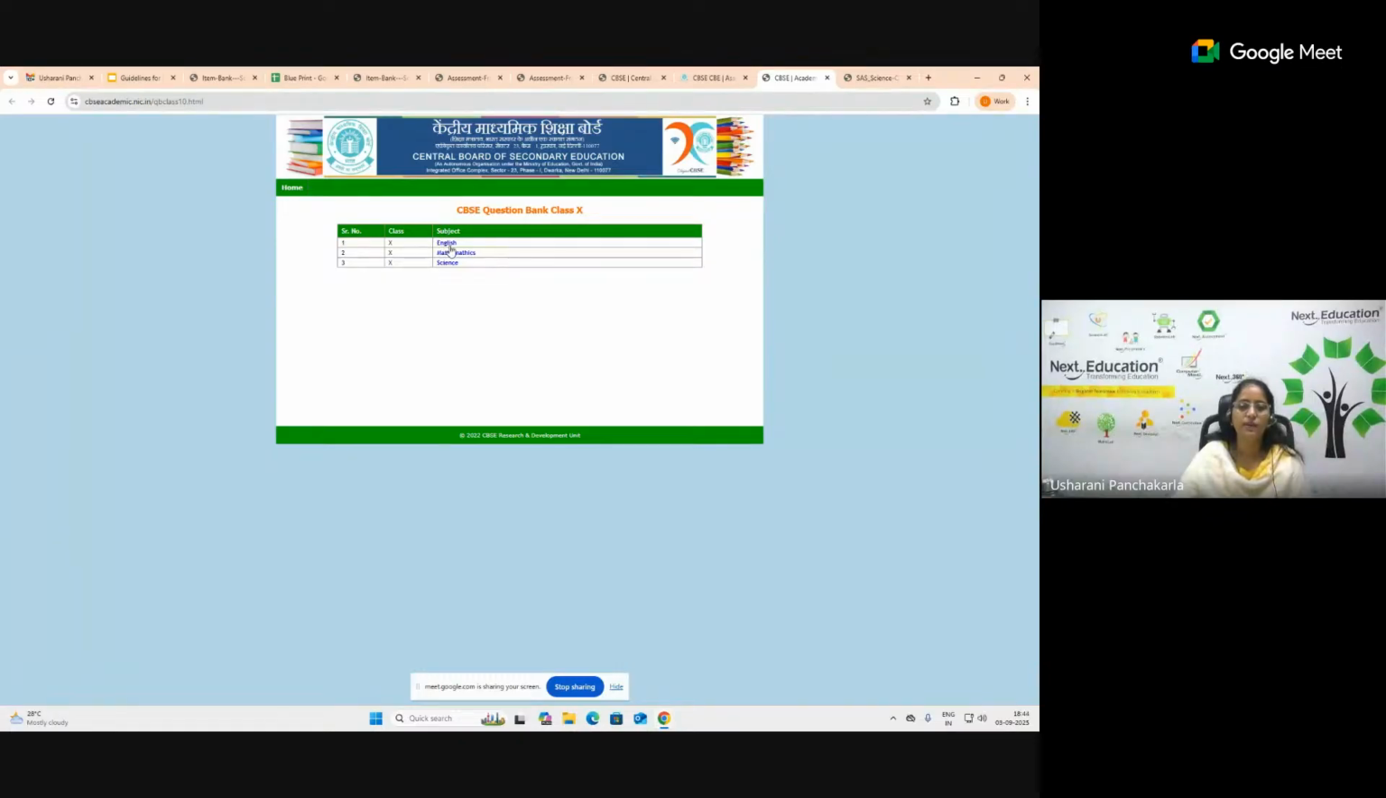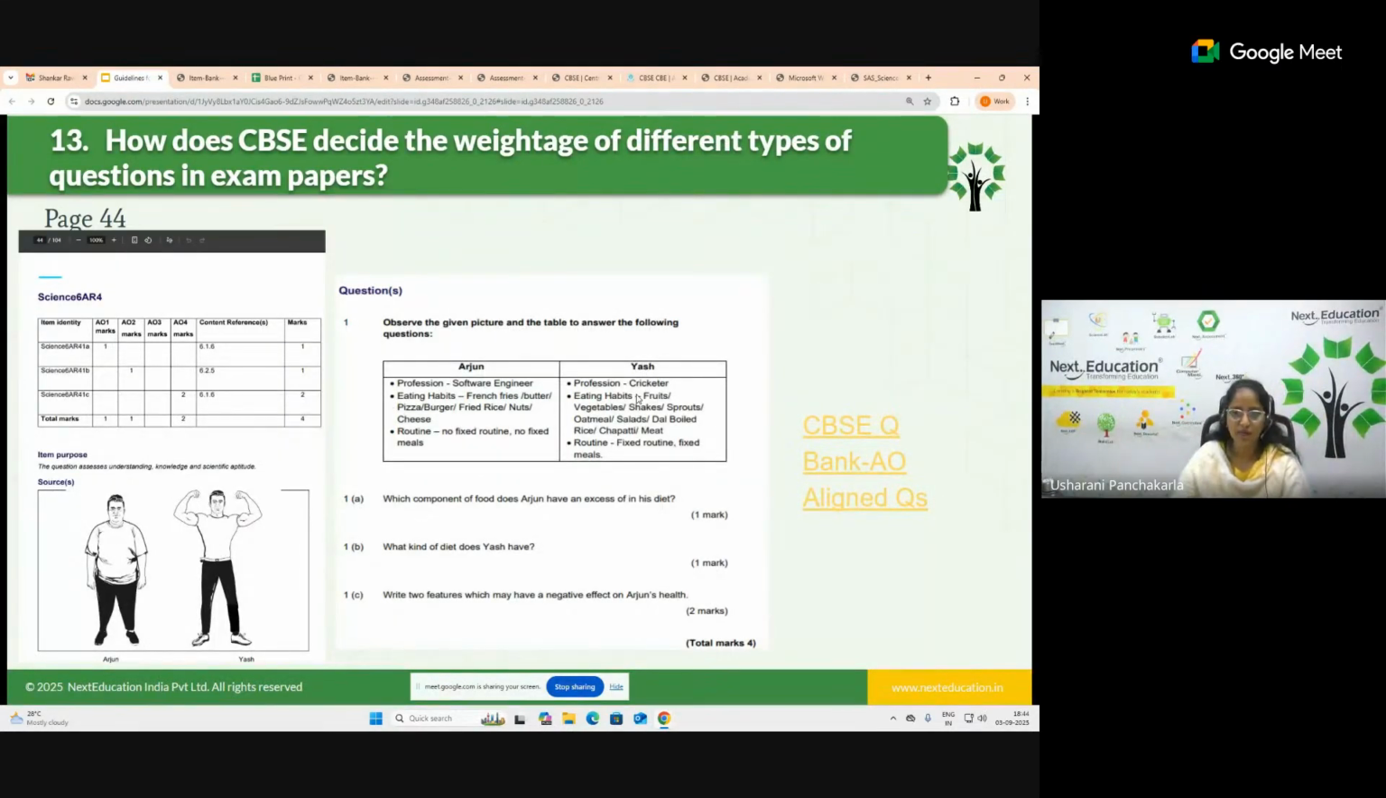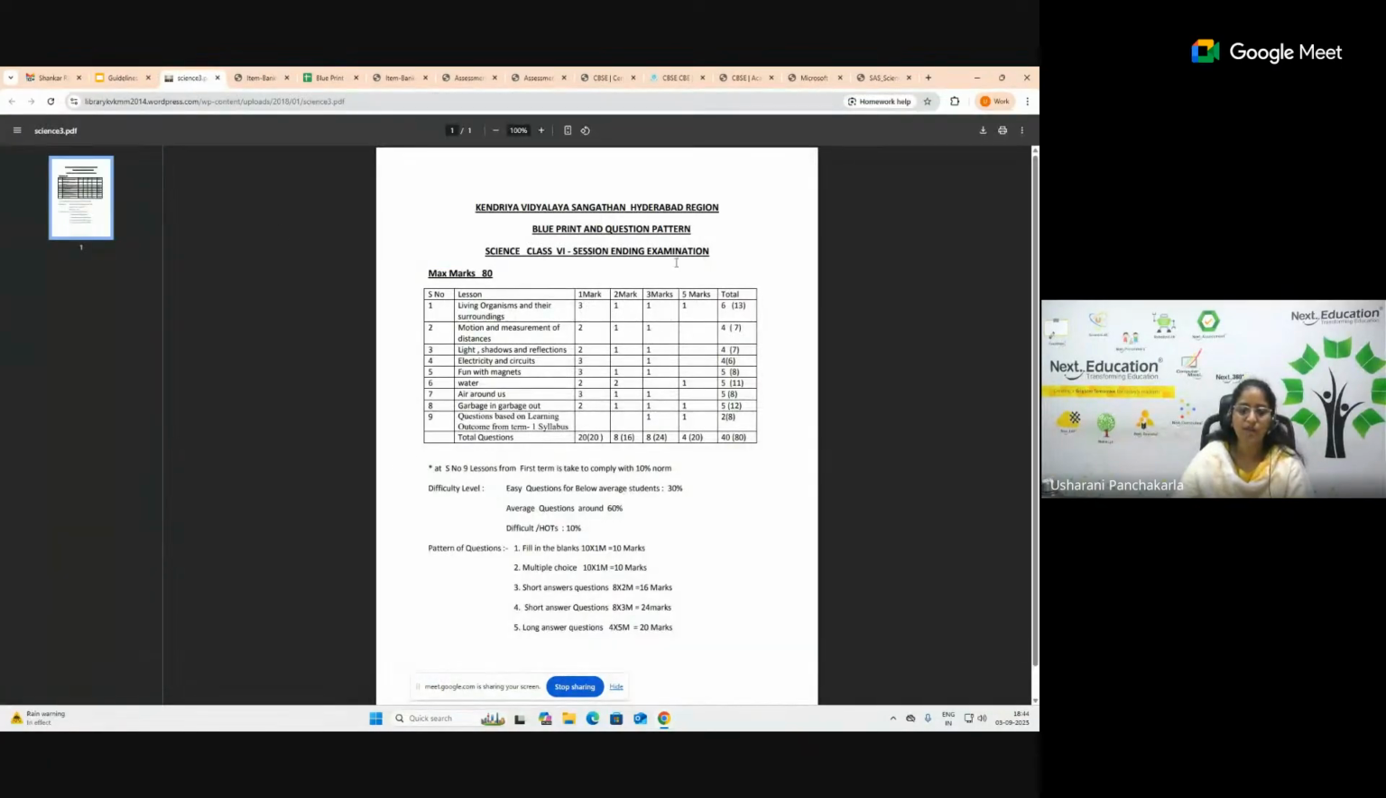Then you can see the different pattern of questions of different subjects, which I have taken the screenshots from here. Okay, so I'll give you in the next session, so that you would not be overloaded. And this is Kendriya Vidyalaya. This is the blueprint which they have created, where they have given the chapters and the marking.